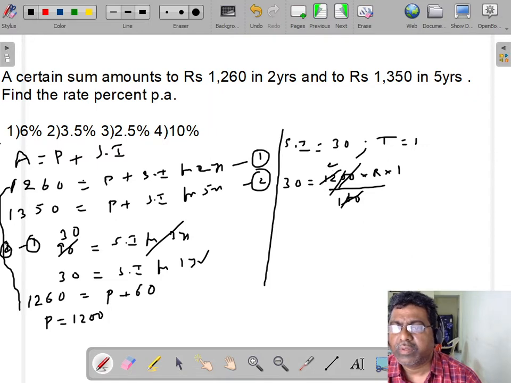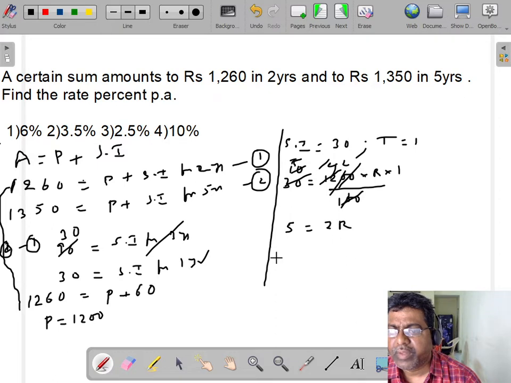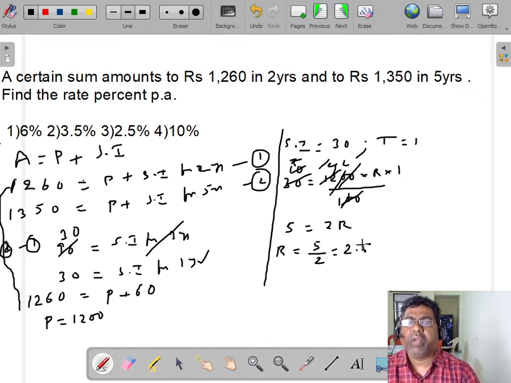3 4s are 12, 3 10s are 30, 2 2s are 4, 2 5s are 10. So 5 is equal to 2 into R. So R is equal to 5 by 2. The value is 2.5%. So this is a big problem actually, you just have to go for the simplification. It will be very easy. 2.5 is the required answer.